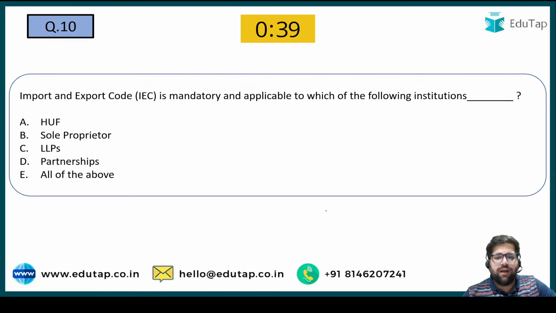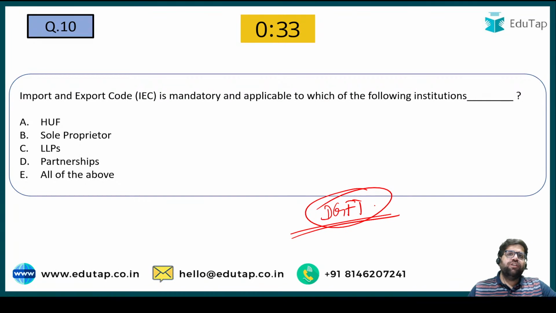Now, if you are aware that DGFT, the Director General of Foreign Trade, has been pushing all the different exporters of India to update their import and export code, that is what RBI has just picked, and they have formed a question on this domain. Import and export code is mandatory and applicable to which of the following institutions? The correct answer will be all of the above.